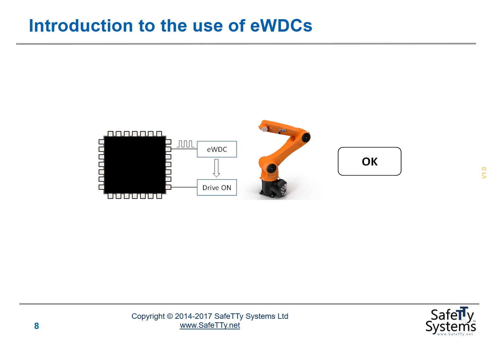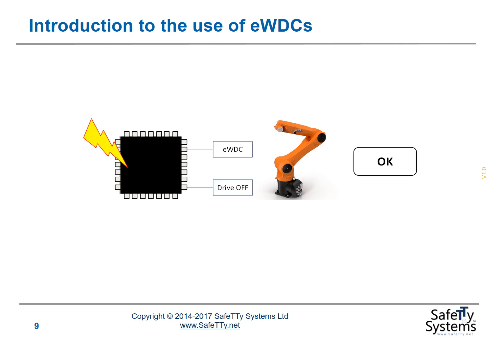The microcontroller is operating correctly, it's sending a pulse stream to the EWDC, the drive is powered up and the robot can operate normally. Now, this time we damage the microcontroller again. In these circumstances, the pulse stream to the EWDC is stopped, therefore there's no power to the drive, it is off, and the robot stops safely. That's a simple procedure that we're trying to support through the use of an external watchdog controller.